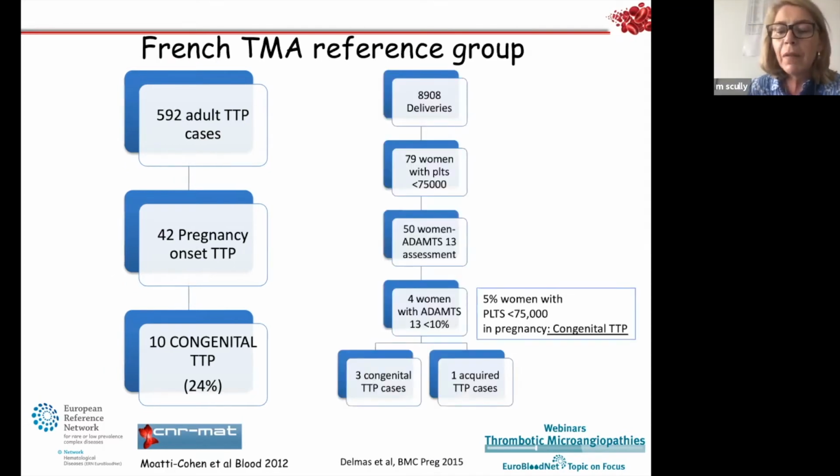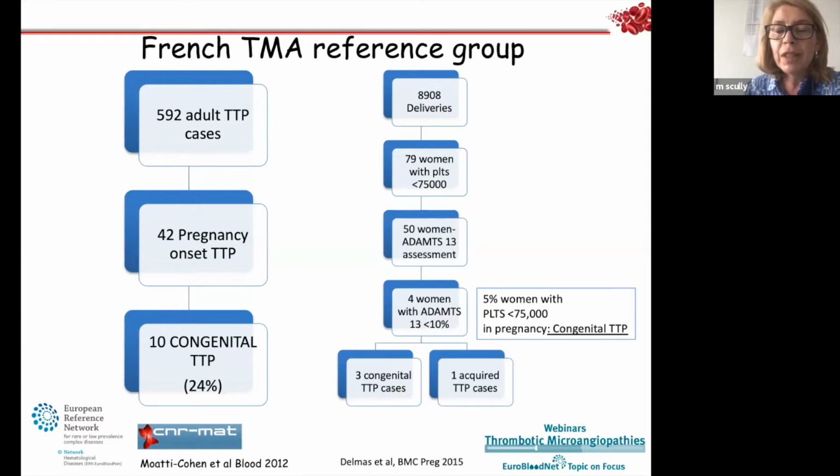And then the group went on to look at some really important data, which was back in 2015. It was a long time ago now, it doesn't feel that long ago. And essentially nearly 9,000 deliveries. And within that 9,000, they found 79 women with a platelet count less than 75,000. Now, consider that a low platelet count in pregnancy of around this level could be gestational, a bit low for gestational, but could be, maybe immune, and more likely to be related to other pregnancy-associated hypertensive diseases. So on its own, not necessarily an abnormal factor.